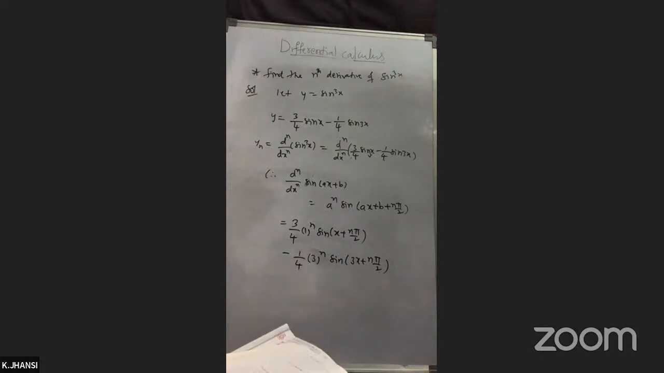So next we have the nth derivative of some standard functions. These are the objective type questions. That is page 78, 4.3.1, 4.3.2, 3, 4.